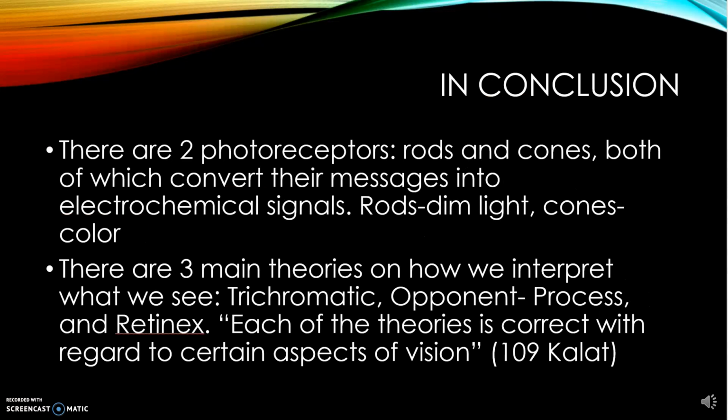In conclusion, there are two photoreceptors, rods and cones, both of which convert their messages into electrochemical signals. Rods are meant for dim light and cones are meant for color. There are three main theories on how we interpret what we see: trichromatic, opponent process, and Retinex. And each of these theories is correct with regard to certain aspects of vision.